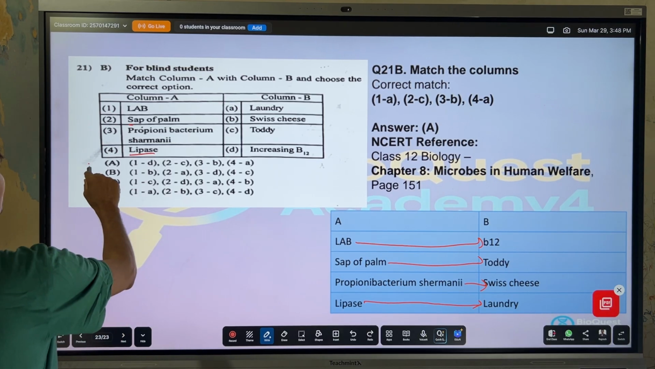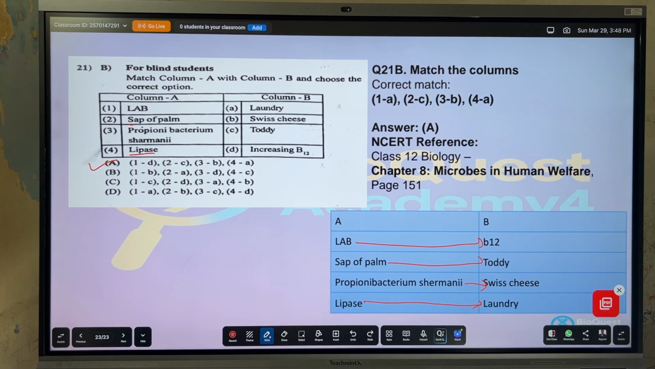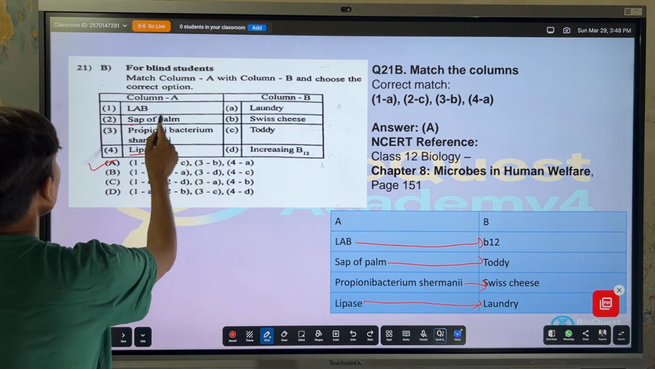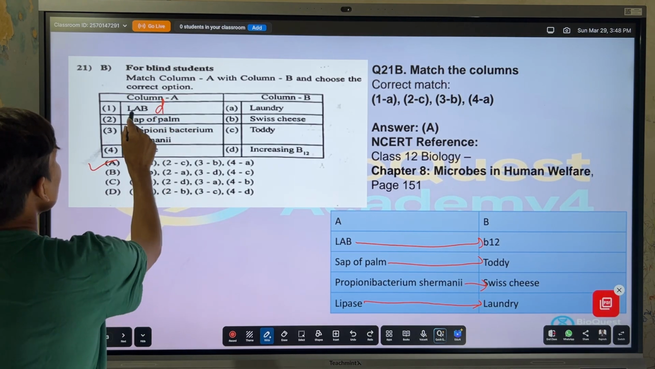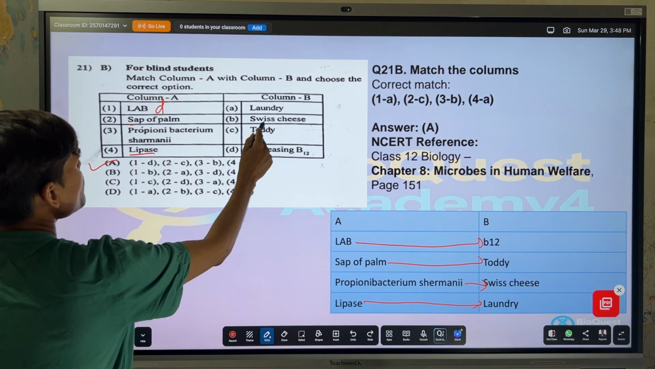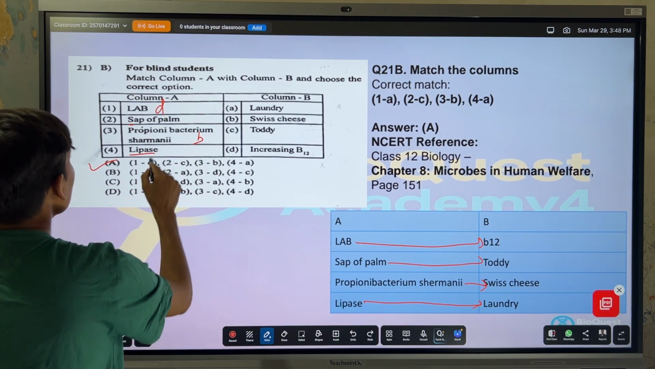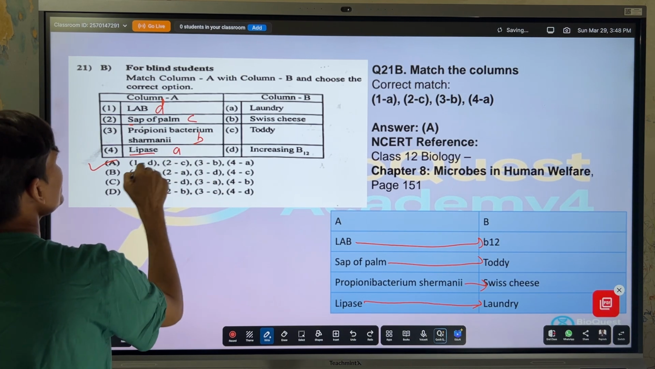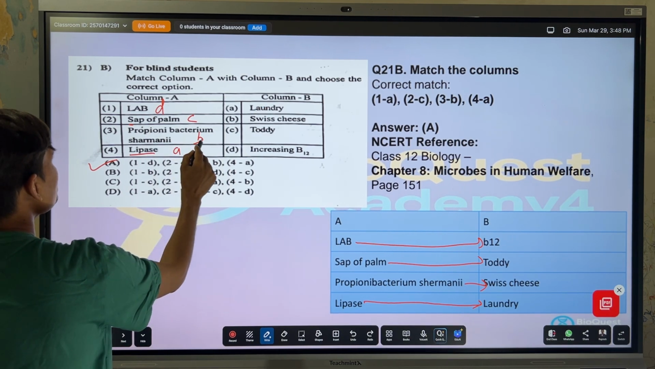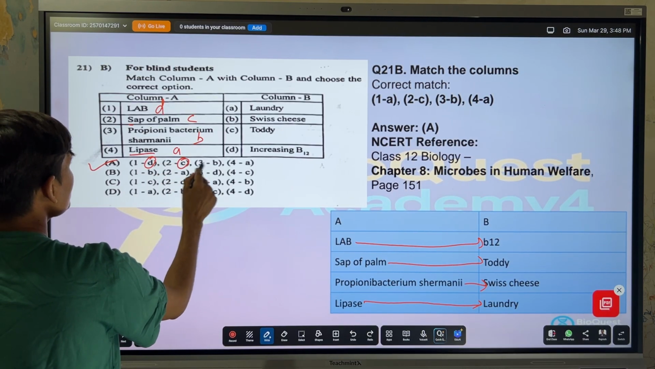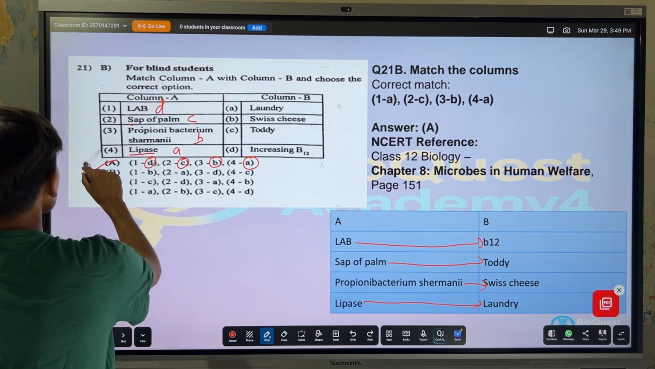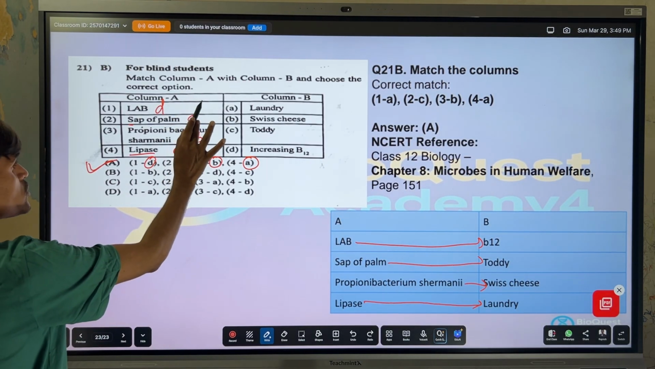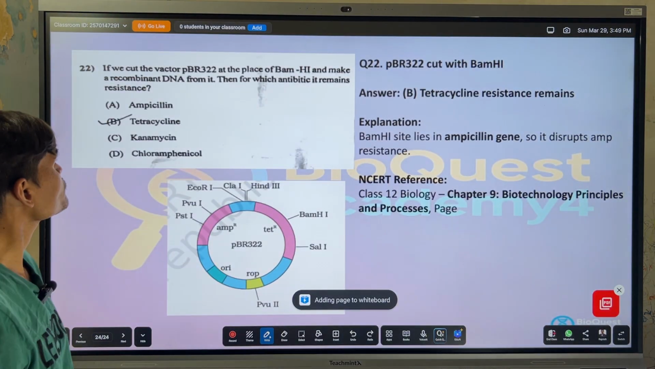Let's do it. LAB into B12, so 1 with D. Then Propionibacterium shermanii into Swiss cheese means B. And sap of palm is toddy means C. Lipase, laundry, means A. Okay, D, C, B, A. So the answer is A. 21B, this is for blind students only. Next.